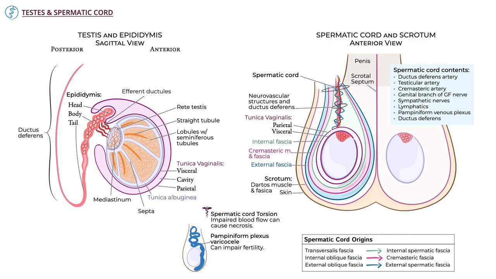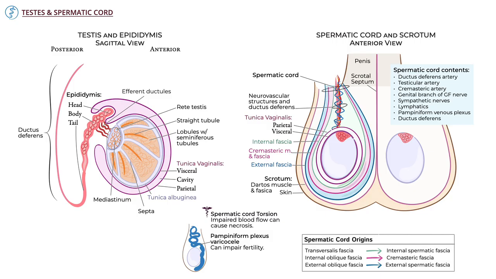On the left side, the testicular vein drains at a nearly perpendicular angle into the left renal vein, which then drains into the inferior vena cava. Whereas on the right side, the testicular vein drains directly into the inferior vena cava. Any impairment of blood flow through the left renal vein can also contribute to varicocele formation.